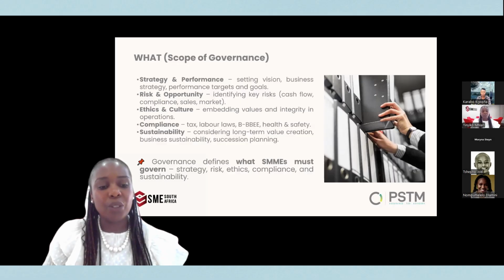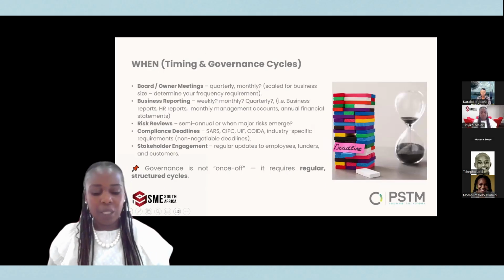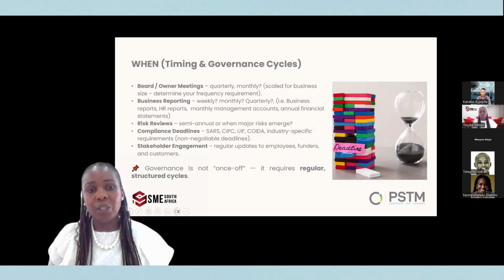Then if I move on to the when. We've now touched on the who and the what. When. The when is very, very critical. The when determines when things must be done. It does not matter how perfect you've done something. If you have missed the timeline, it serves no value. So timelines are very, very important. When do you do something? It must be clearly communicated and again, documented in your business.